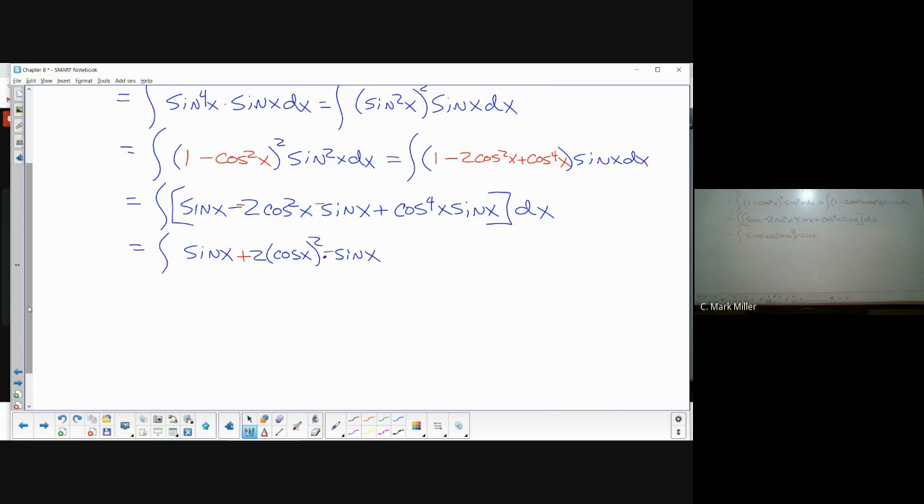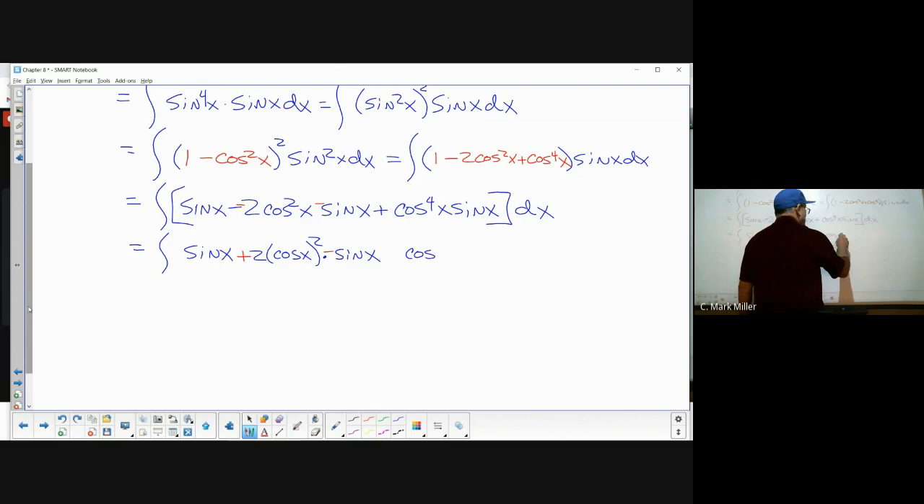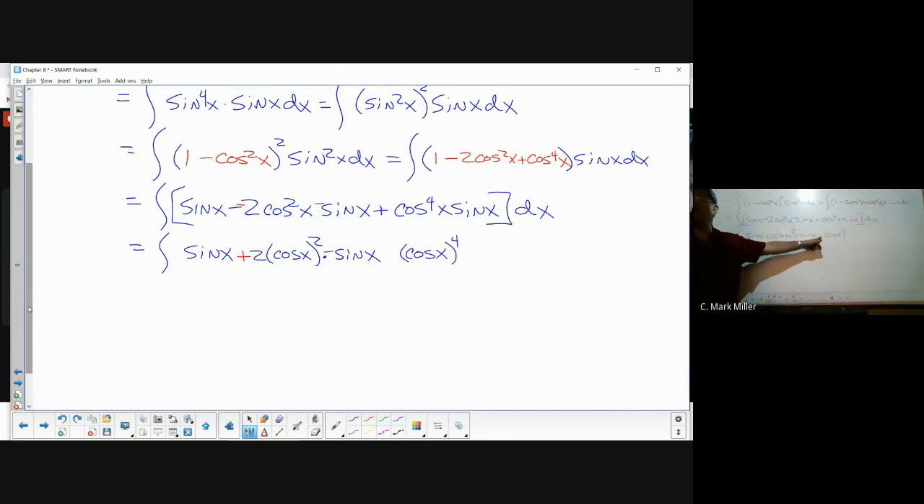Don't worry, we have exactly the same thing on this last one. That's why I put this extra step in, by the way. We're going to be skipping this step in the future. But cosine to the 4th, that's cosine x to the 4th. Don't put a plus there yet.